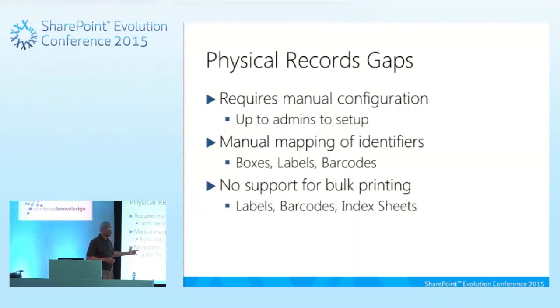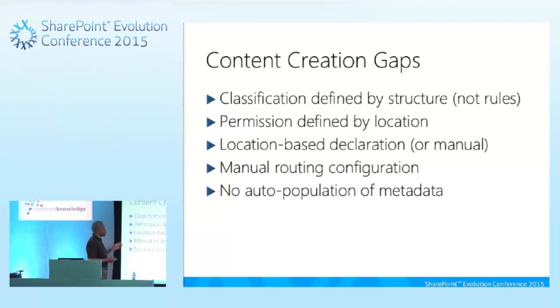So no support for bulk printing. It's a one-off printing. It's like an afterthought, right? But in the real world, you need to print IDs and labels and barcodes for hundreds, thousands of items that are going to go into a box, okay? That's not there out of the box, so you have to build that. You can't even print an index sheet with all the IDs on them. It's not built in. You have to craft that yourself. It's possible to craft it, but it takes some time and effort. And there's no consistency in how people do it. Content creation.